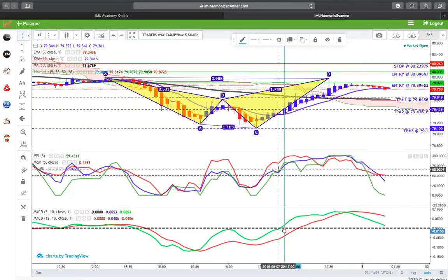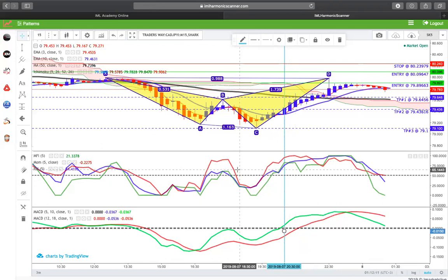Is that black line the 50? Yeah, so this line is the 50 right here. And you said if all three are above that, then it's a buy. Yeah. And if all three are below, it's a sell? Yeah, exactly.